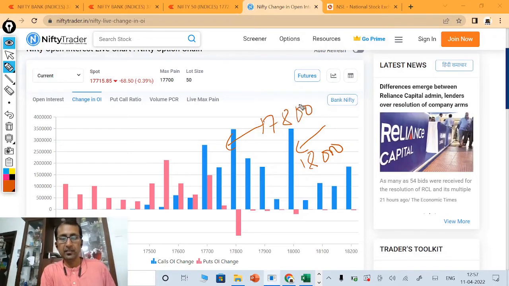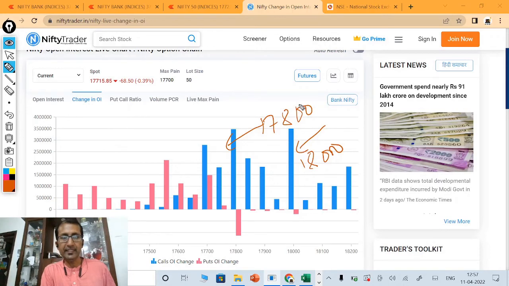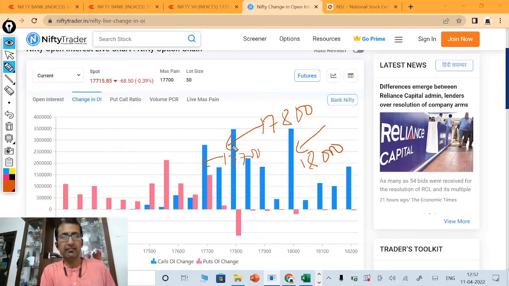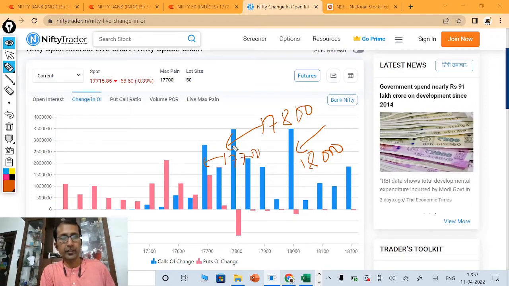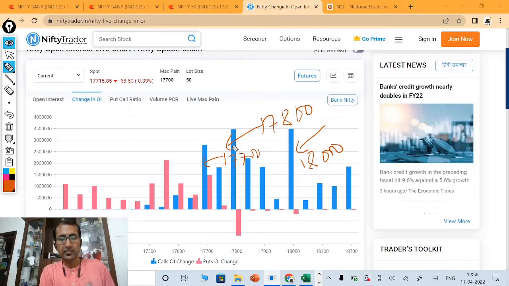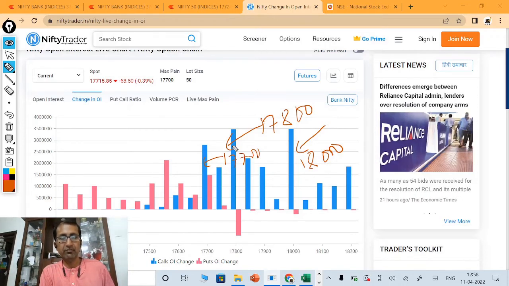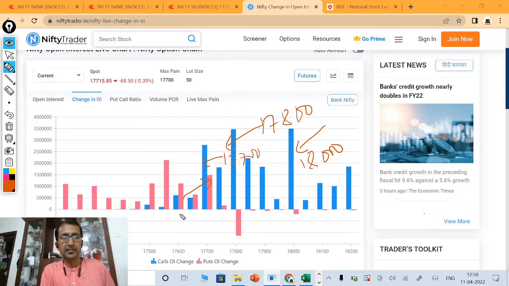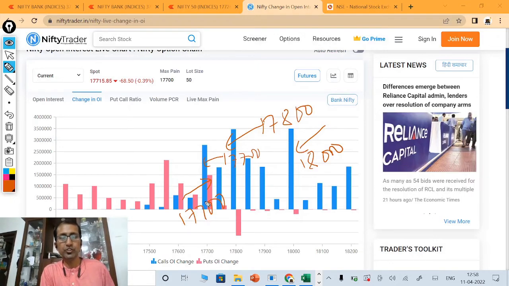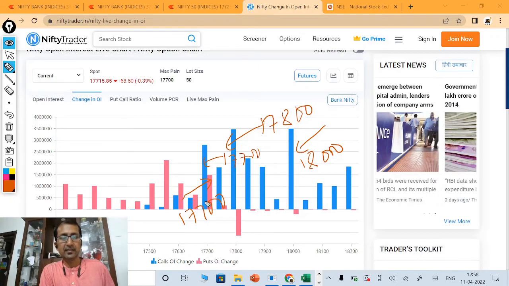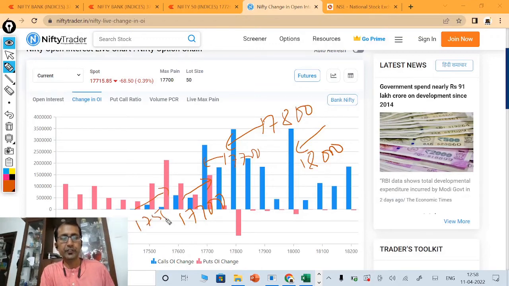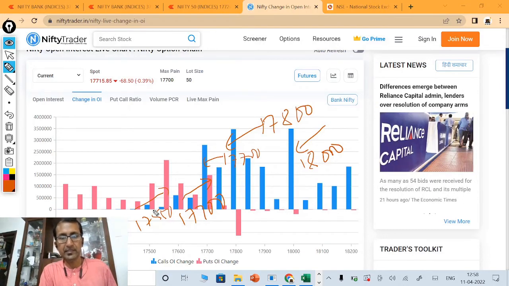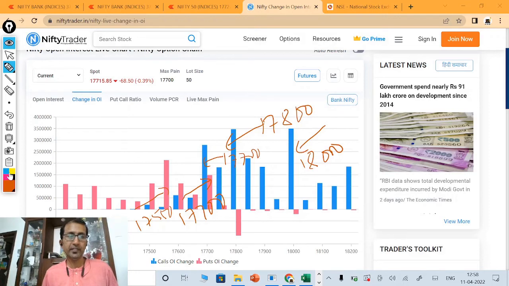Yeah, during the day, right now, even 17,700 call is also added. The 17,700 level may not hold. Now it is at 17,714, so it is less likely that the level will hold. Now people have written the 17,700 put, and the next put level is 17,550. So 17,550 and 17,700 are the major support levels. So that is the Nifty open interest change positions.